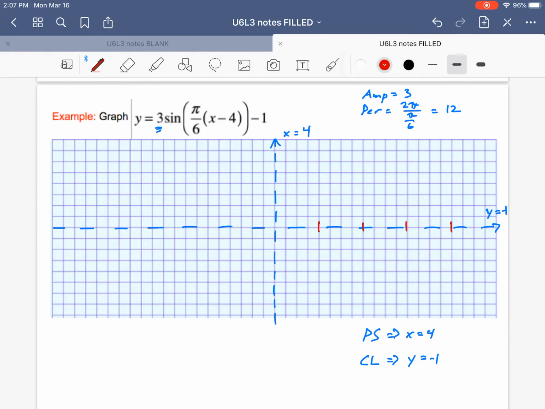So if the whole period's 12, that means each one of these is 3, right? So my scale is not too good. That's not too smart. But if I take 4 plus 12, I get 16, right? And then here's what's cool. Now, because of the symmetry, I know that this value right here is going to be halfway between 4 and 16. So that's going to be at 10.